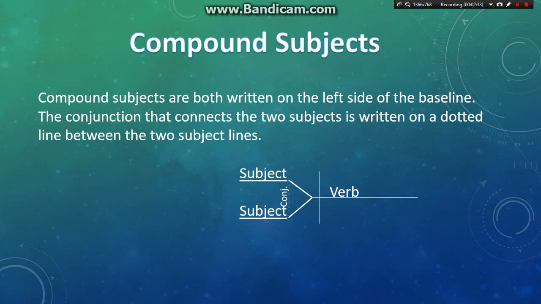All right, so you should have had all your basics. Now we're going to move on to the top right flap. The top of that flap should say compound subjects. Those are when you have more than one subject joined by a coordinating conjunction. It does not make a compound sentence, remember that, just a compound subject. And if you look, you can see what they look like. Compound subjects are both written on the left side of the baseline, one above each other. And the conjunction that joins the two subjects is written on that little dotted line that you put in between.